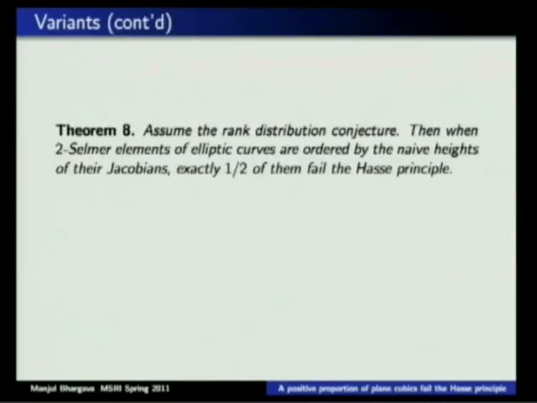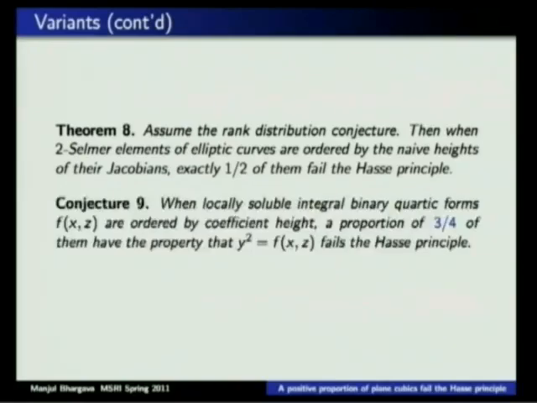we expect. If you assume the rank distribution conjecture, then when 2-Selmer elements of elliptic curves are ordered by the naive heights of these elliptic curves, exactly half of them fail the Hasse principle. Okay, it's the same as for 3-Selmer. So that number half doesn't change, but the number 2/3 changes. When locally soluble integral binary quartic forms are ordered by coefficient height, it's not 2/3, but a proportion of 3/4 of them have the property that y squared equals f fails the Hasse principle.